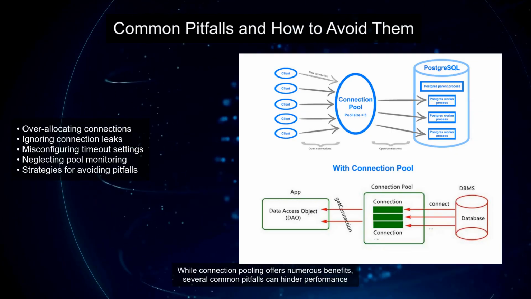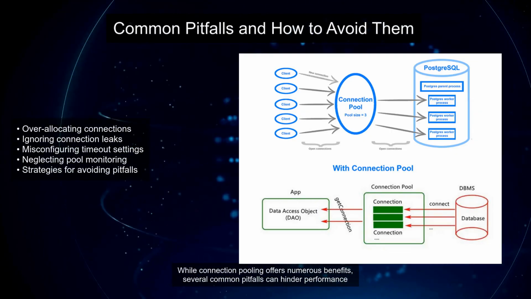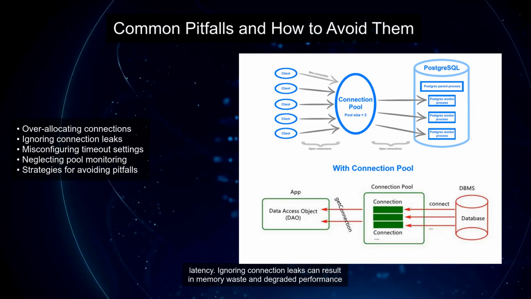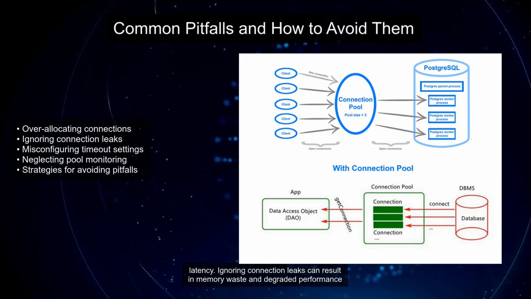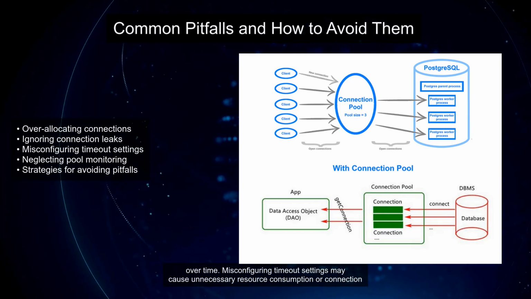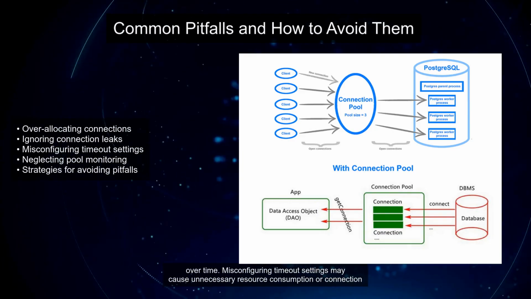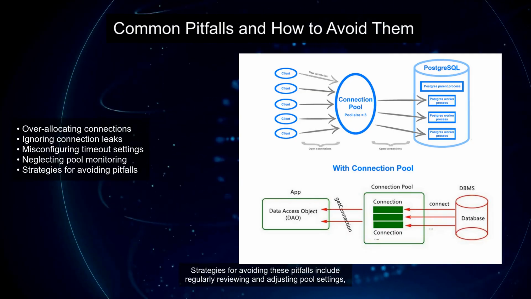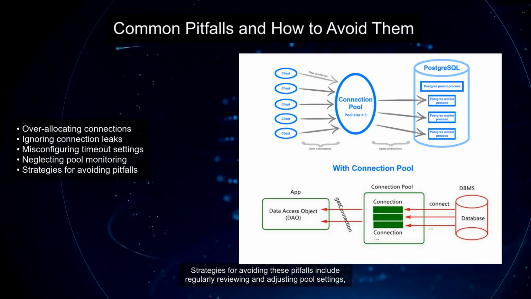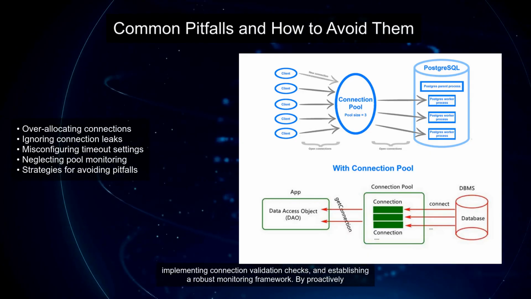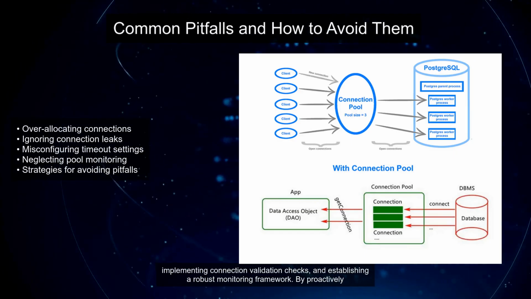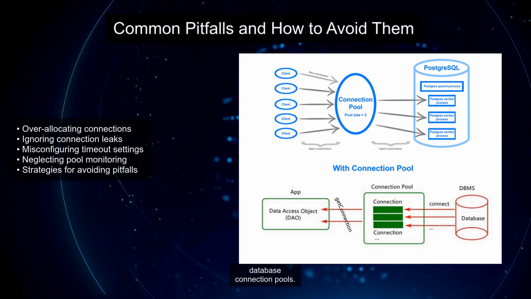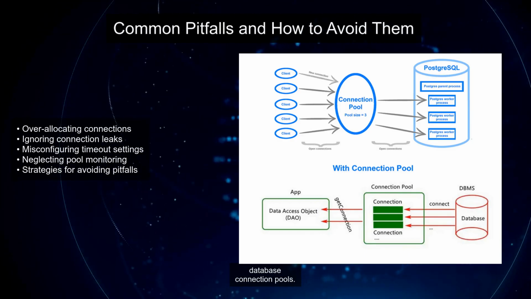While connection pooling offers numerous benefits, several common pitfalls can hinder performance if not addressed. Over-allocating connections can lead to resource exhaustion and increased latency. Ignoring connection leaks can result in memory waste and degraded performance over time. Misconfiguring timeout settings may cause unnecessary resource consumption or connection drops. Neglecting to monitor pool metrics can prevent timely detection of issues. Strategies for avoiding these pitfalls include regularly reviewing and adjusting pool settings, implementing connection validation checks, and establishing a robust monitoring framework. By proactively addressing these challenges, you can ensure optimal performance and reliability of your database connection pools.